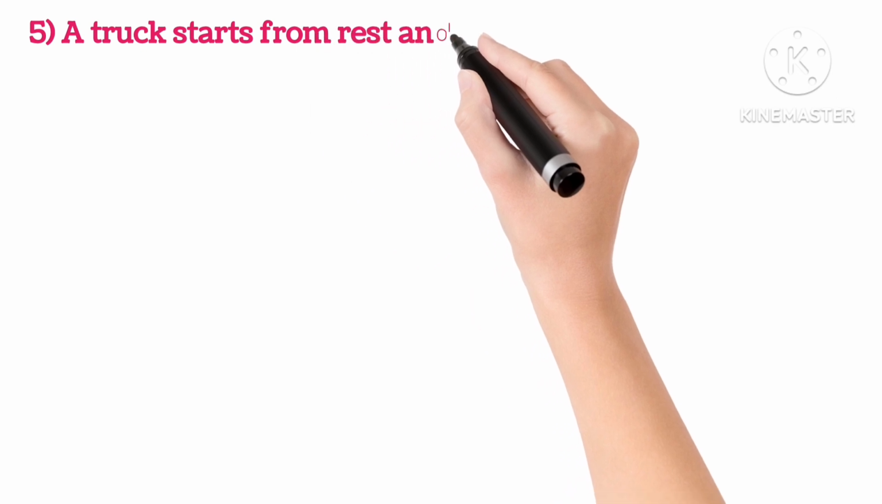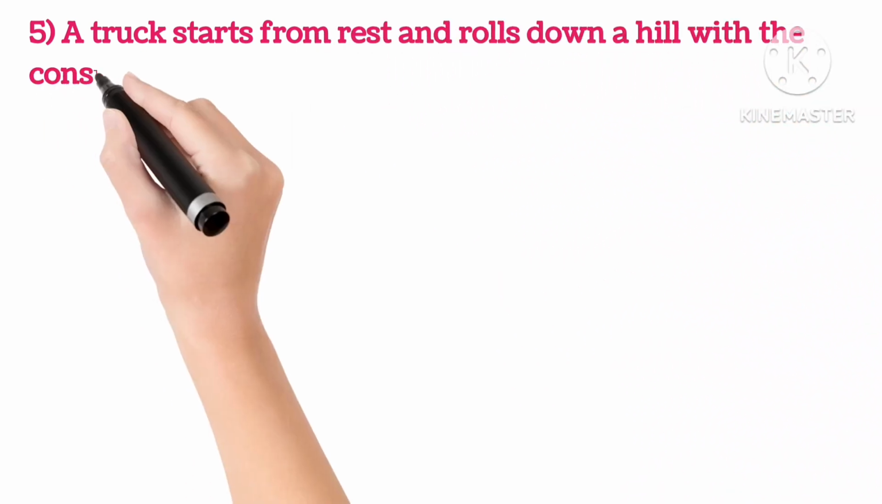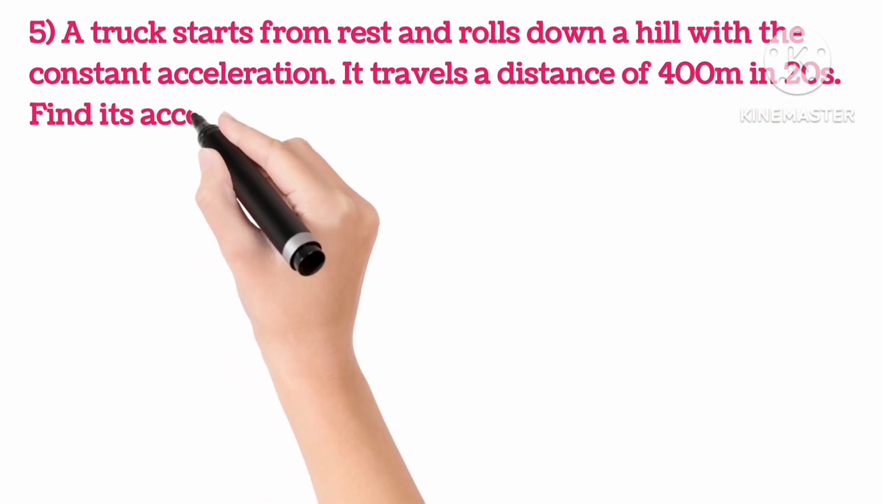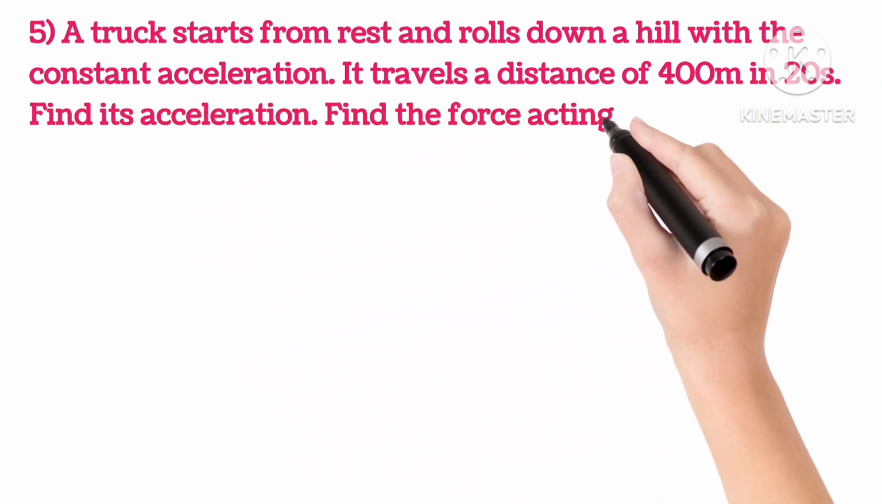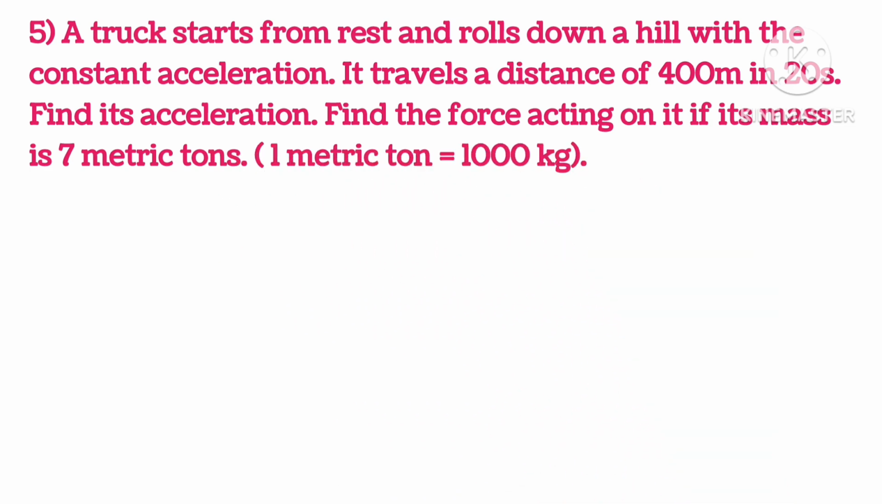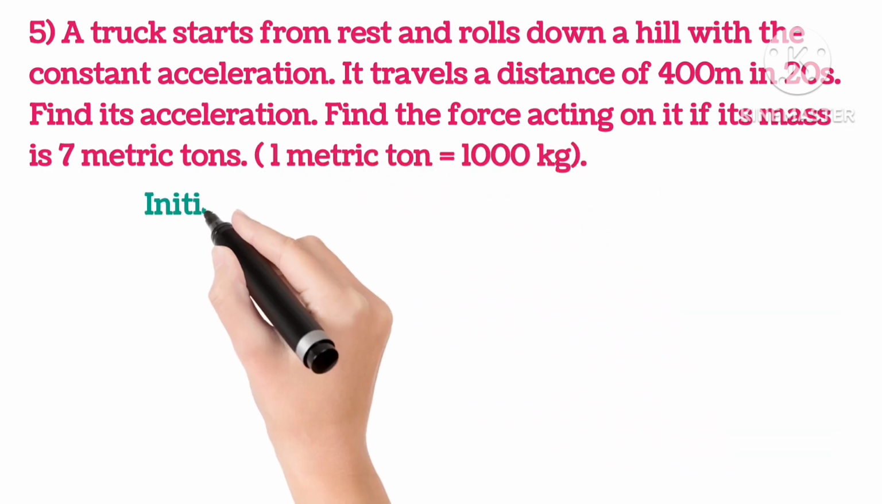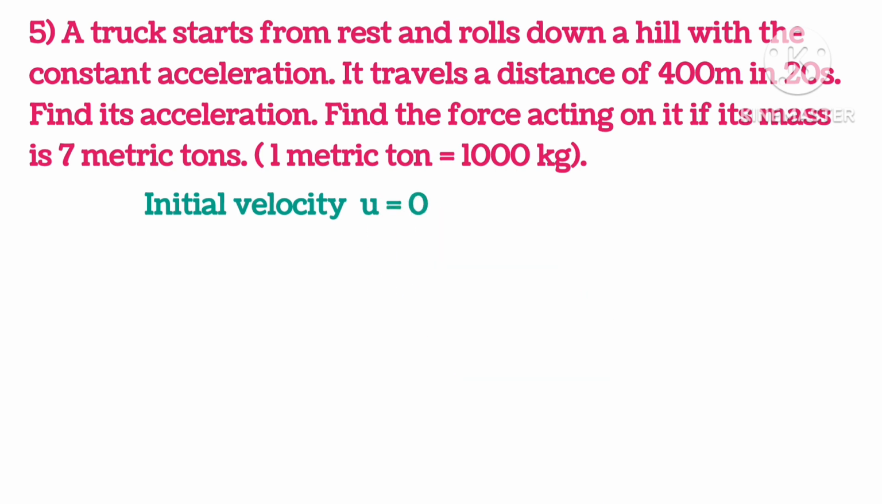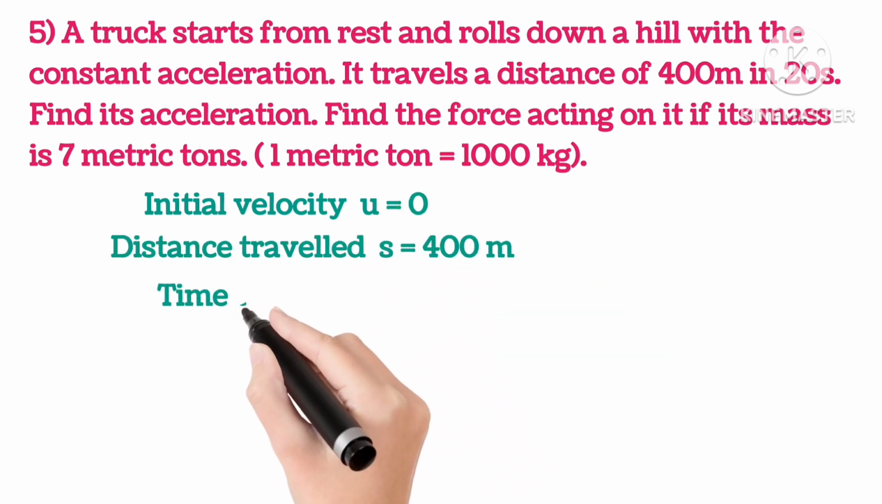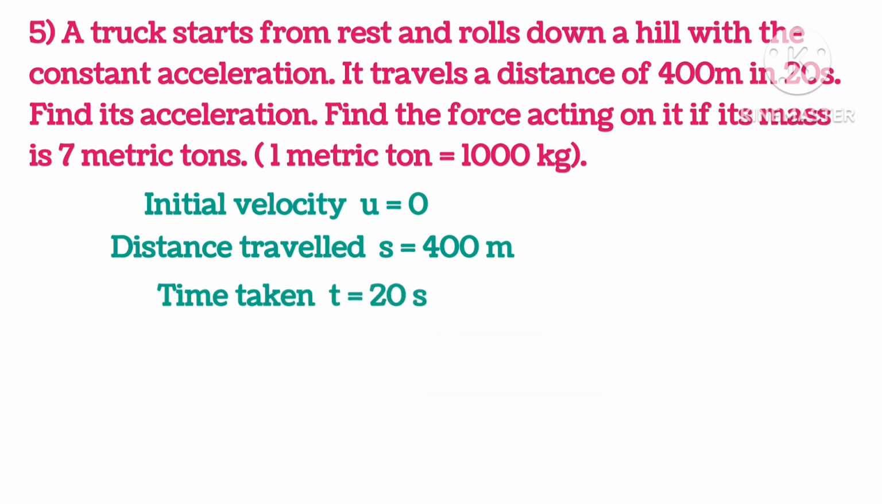A truck starts from rest and rolls down a hill with a constant acceleration. It travels a distance of 400 meters in 20 seconds. Find its acceleration and the force acting on it if its mass is 7 metric tons. Initial velocity here is 0. Distance traveled is 400 meters. Time taken is 20 seconds.